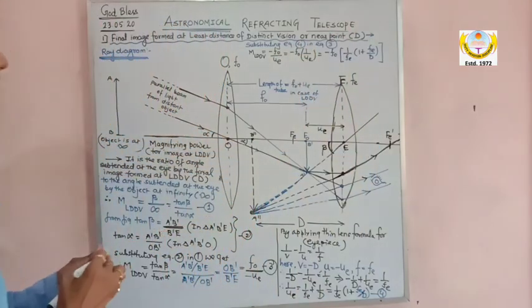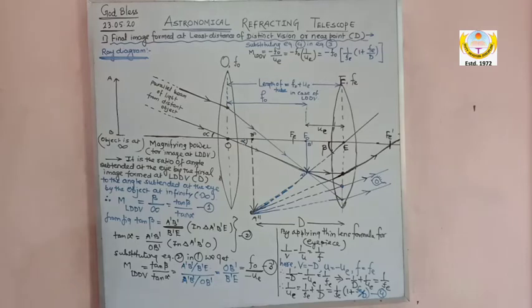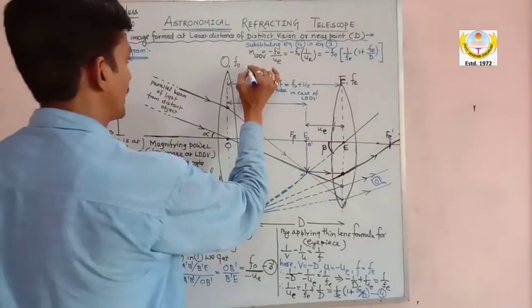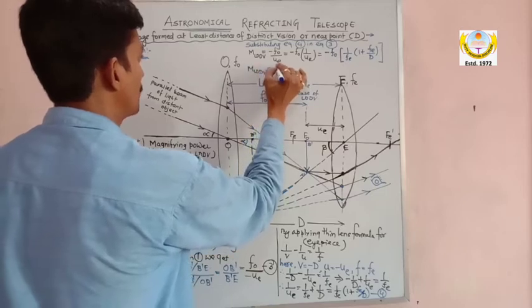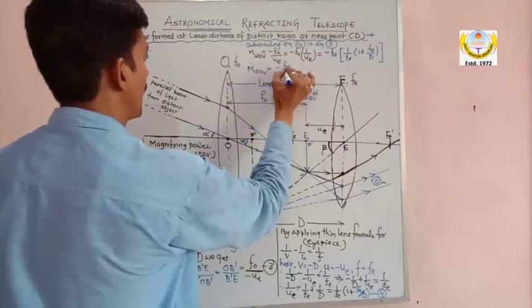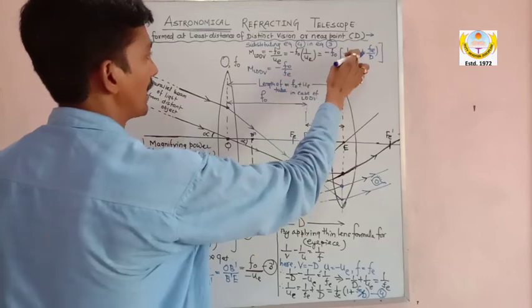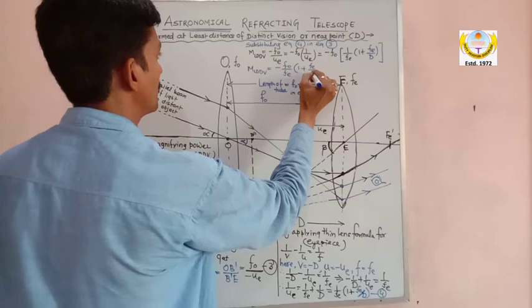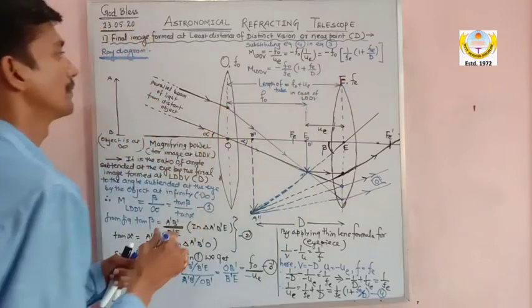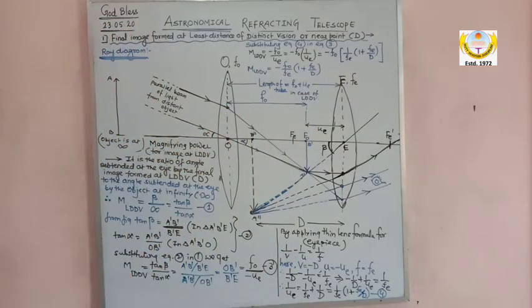You all can see. So now, what is the actual answer I am getting? I am getting that the magnification at LDDV is equal to minus FO upon FE, into 1 plus FE by D. I hope it is clear.